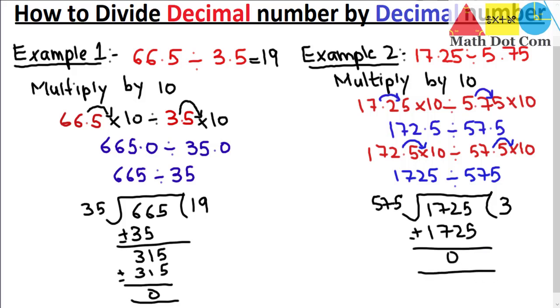So it means if we divide 17.25 by 5.75, both decimal numbers, we will get 3. So this is how you can divide a decimal number by a decimal number.